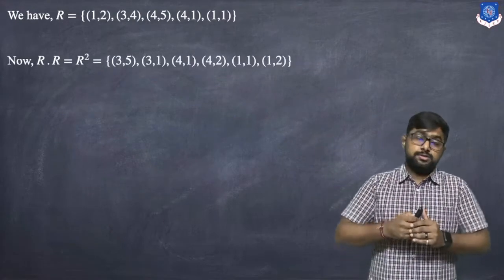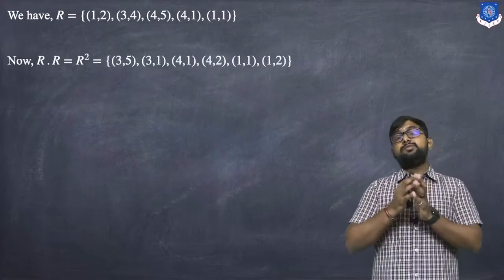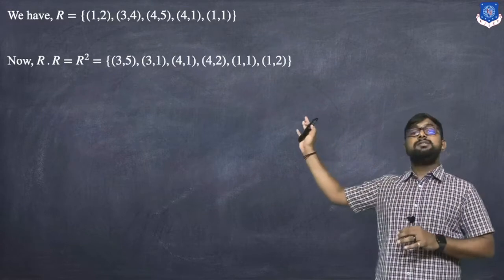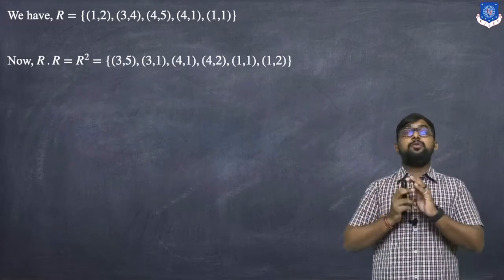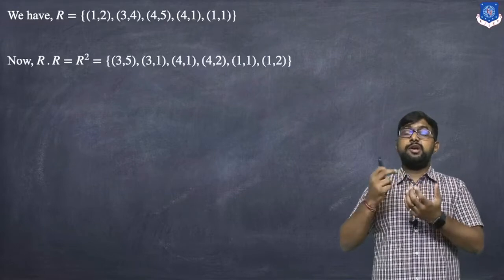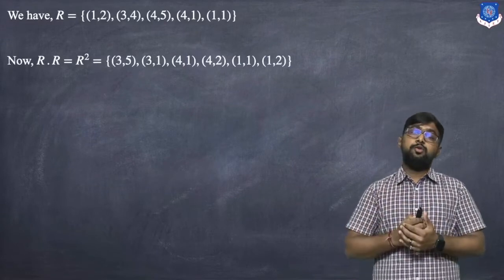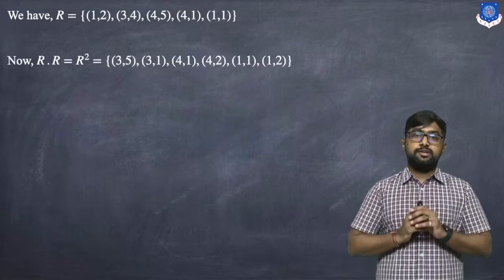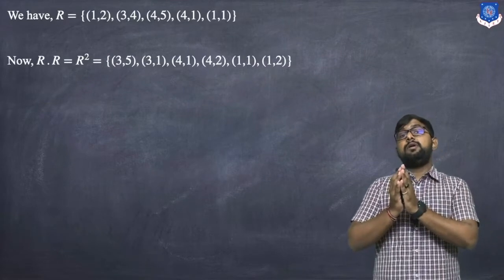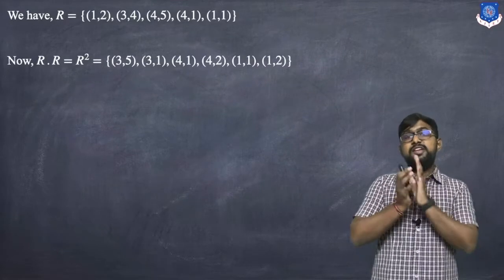So how is it calculated? 1 is related to 2. See, in R consider (1,2). 1 is related to 2. Now in the same R, 2 is related to which point? 2 is related to nothing. So just ignore that point. Now 3 is related to 4 and 4 is related to 5. So the (3,5) pair will be there.